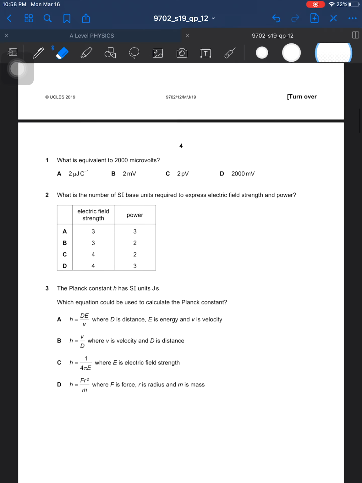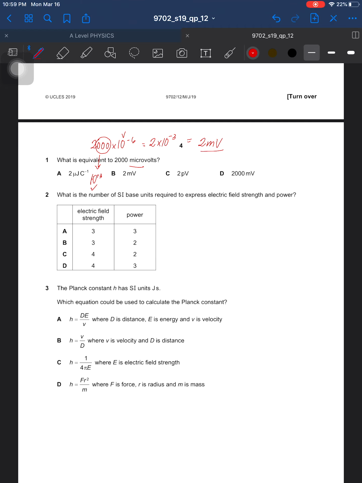Question number 1, we want to know the equivalent of 2000 microvolts. If we write it down, 2000 micro is times 10 raised to negative 6, but we also know that the three zeros can be 10 raised to positive 3. Combining this would give you 2 times 10 raised to negative 3, which is basically 2 millivolts. So your answer must be B, 2 millivolts.